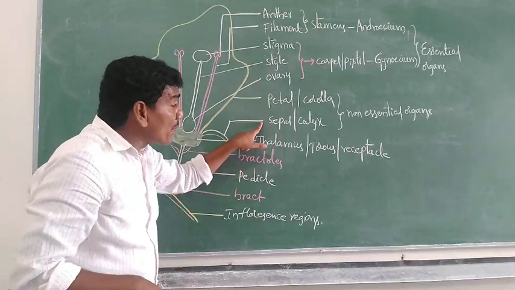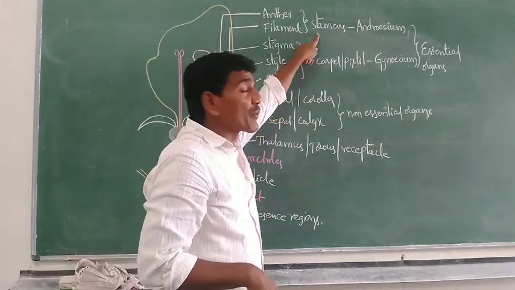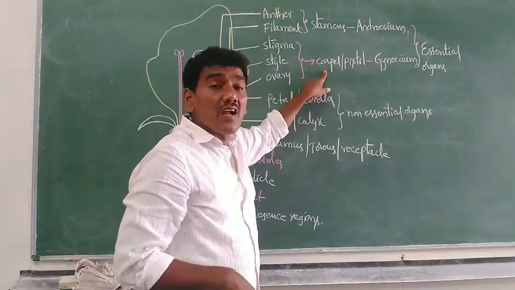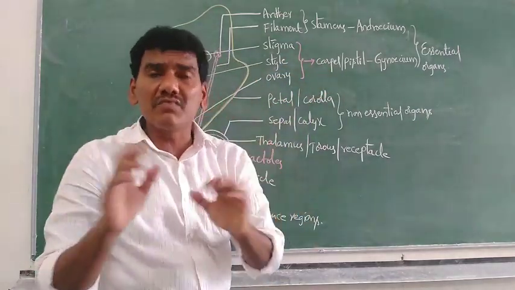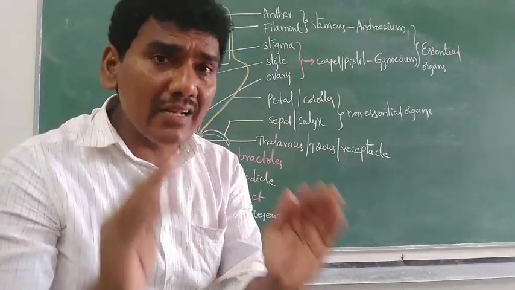Actually, sepal is developed from one node region, petal is developed from one node region, stamen is developed from one node region, and carpels are also developed from one node region. Total four nodes are present in a condensed manner.